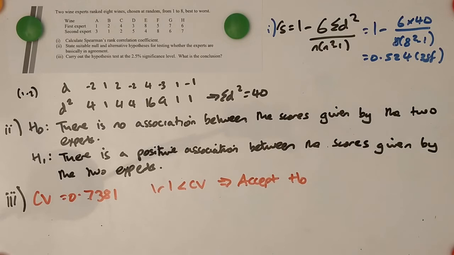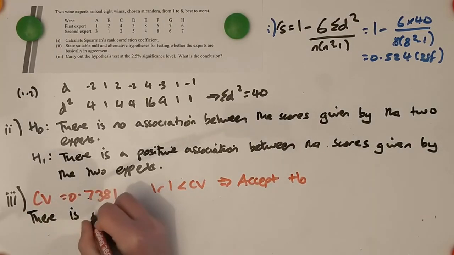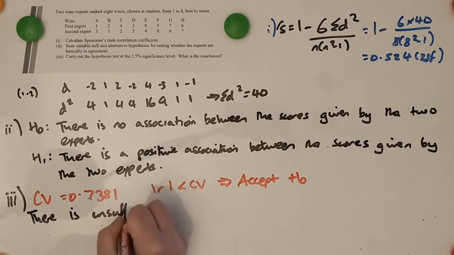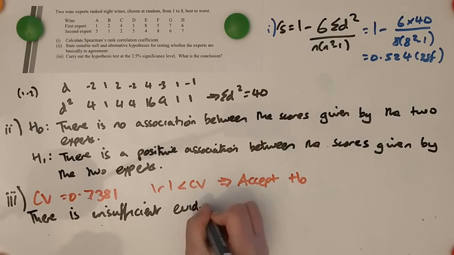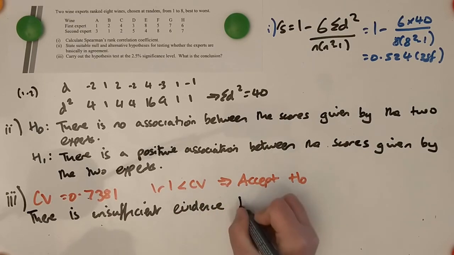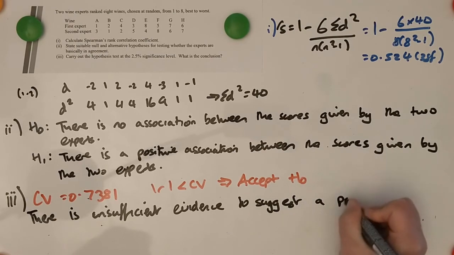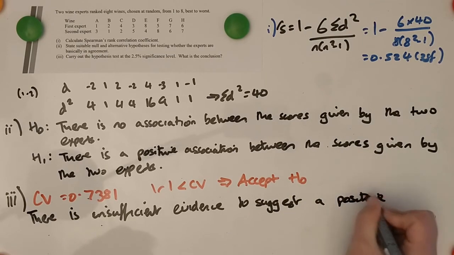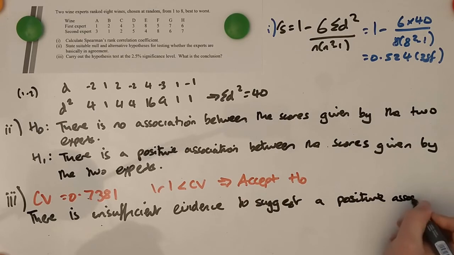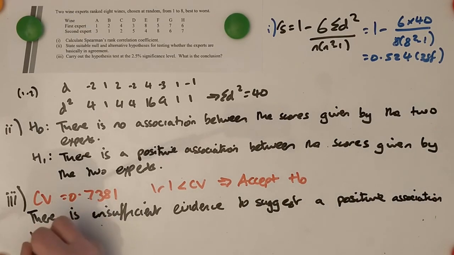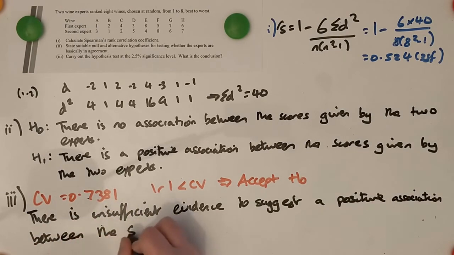Then we have our summative statement. So there is insufficient evidence to suggest a positive association between the scores given by the two experts.